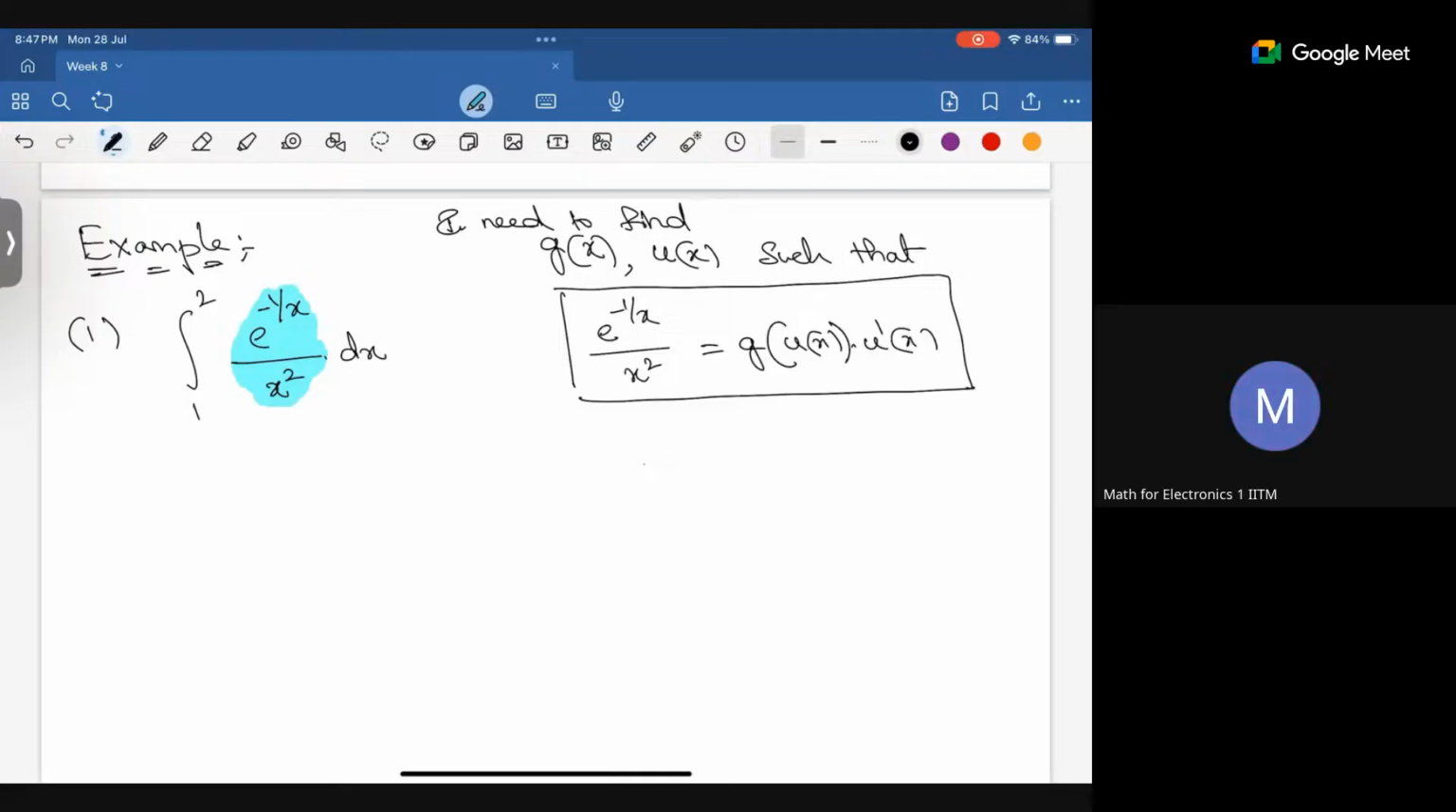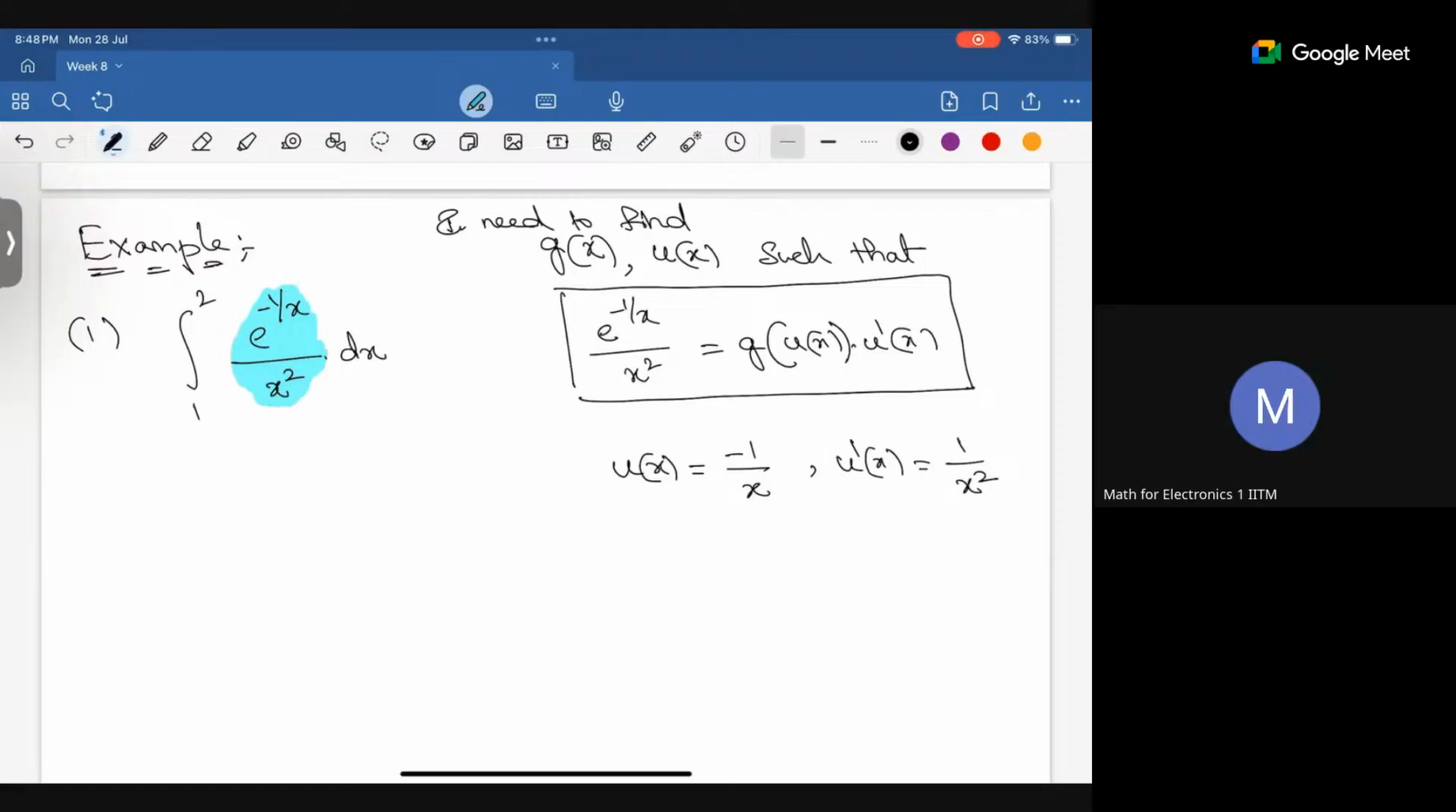U of x is 1 by x. You can take it as 1 by x or minus 1 by x. Yes, sir. Minus 1 by x. So when you take u of x to be minus 1 by x, then you will see that u of x is minus 1 by x and u prime of x is 1 by x square. Right, so x power minus 1's derivative is 1 by x square.